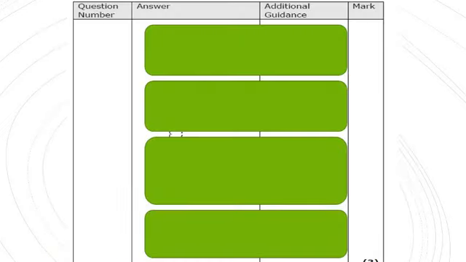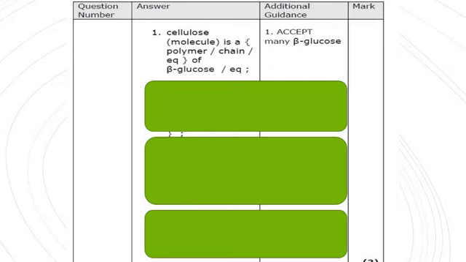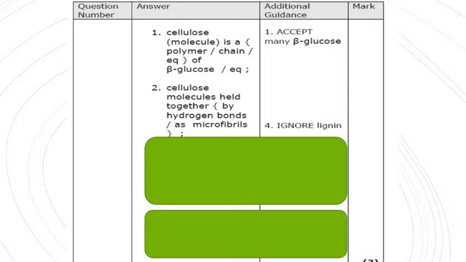Let's look through our potential points. Firstly, we need to say what it's made out of. So, a cellulose cell wall is a polymer of beta-glucose. We have lots of cellulose. Each cellulose molecule is going to be held together by hydrogen bonds, or you could say as microfibrils, and it says ignore lignin quite kindly.